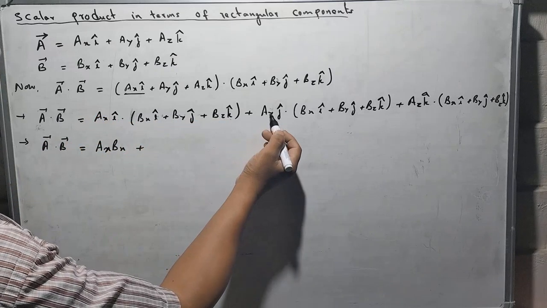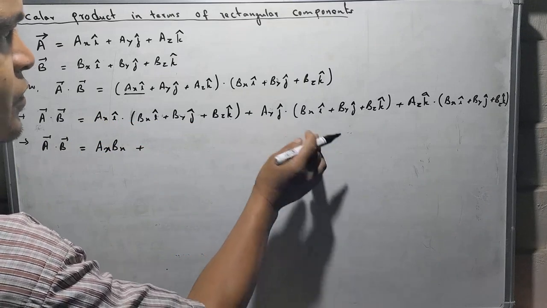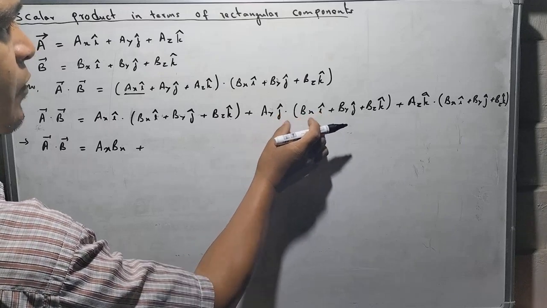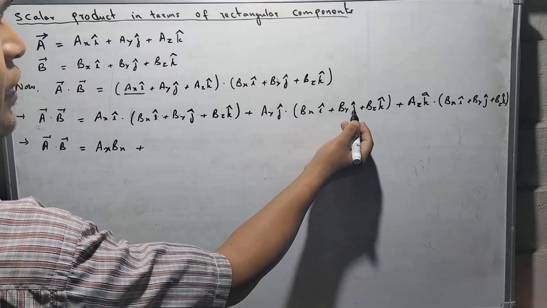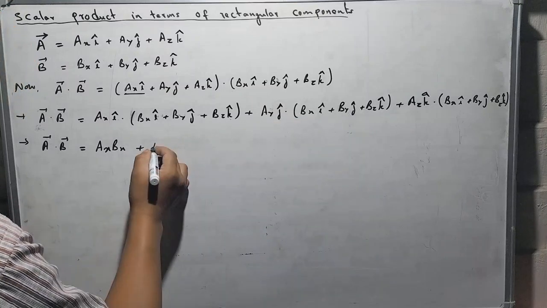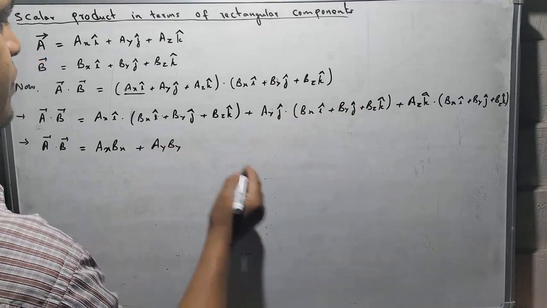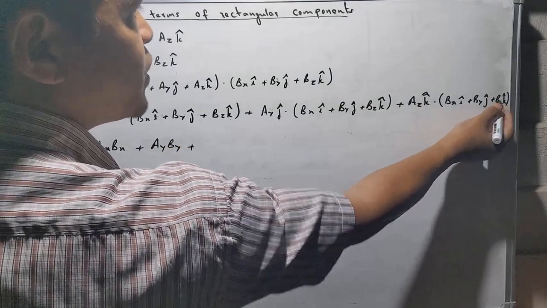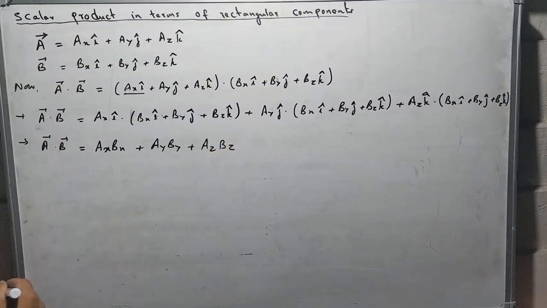Next, Ay j dot Bx i. When you take the product, j dot i is 0. Therefore, the contribution from Ay j dot Bx i will be 0. But Ay j dot By j, j dot j is equal to 1, so you'll have Ay By. The third term will be 0 because j dot k is 0. Similarly for the last term, k dot i is 0, k dot j is 0, but k dot k is 1, so you'll get Az Bz. Okay, so this is A dot B in terms of rectangular components.